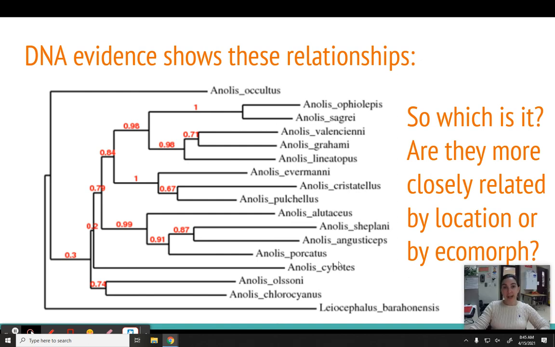And so our question now, and what you're going to be looking at next, is because of how they're related, does this relationship line up more closely with their location or with their ecomorph? Which of those factors can kind of explain these relationships to us? So you're going to go back in and continue the case study now and take a look at the same phylogenetic tree, but color-coded in two different ways, one according to location and one according to body type or ecomorph. So that will help you draw some conclusions about the evolutionary history of these lizards.